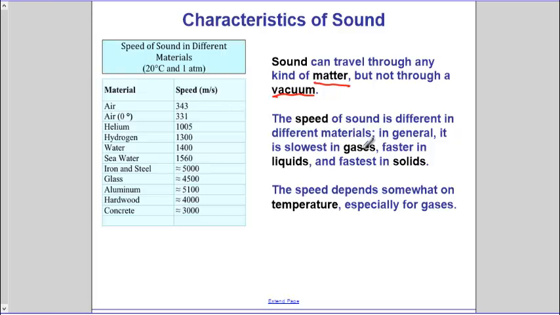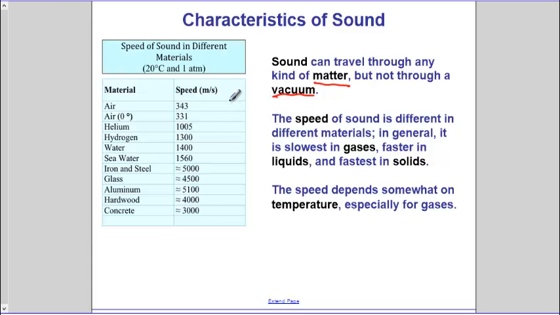Sound will travel slow in gases, faster in liquids, and fastest yet in solids. There is a temperature dependency on the speed of sound in air, and air is a gas, but that's not important in this topic of study. Just realize the speed of sound depends on the medium.